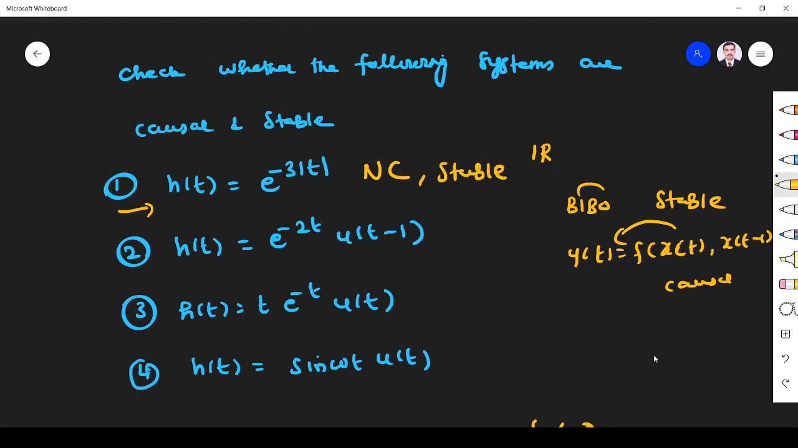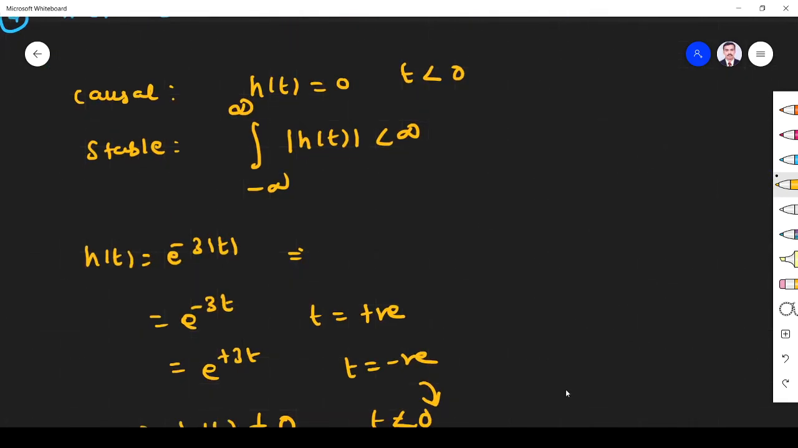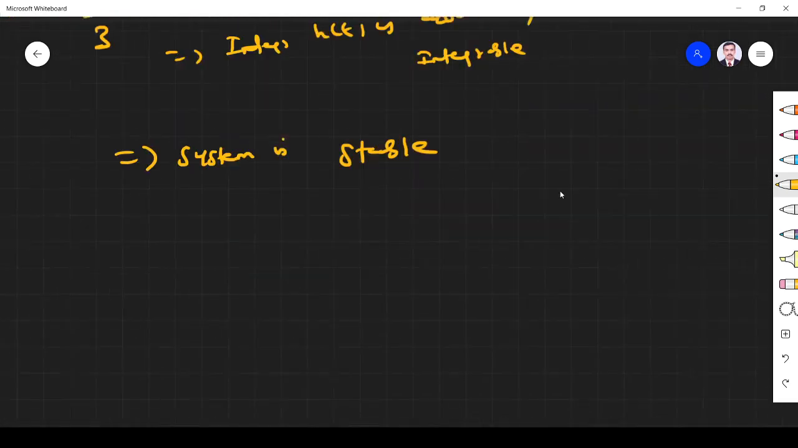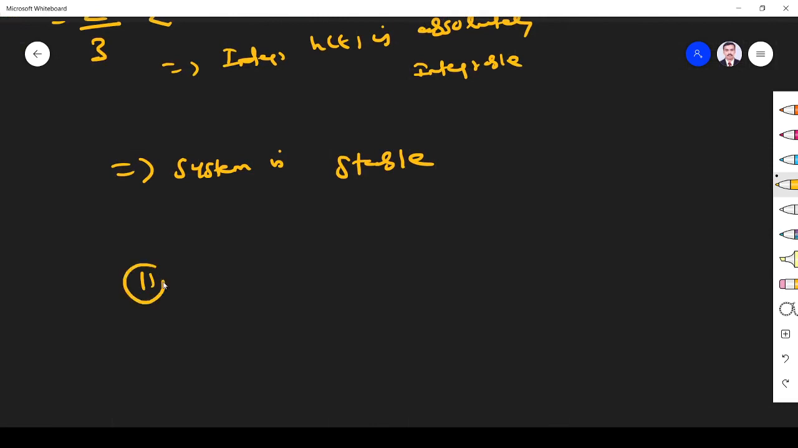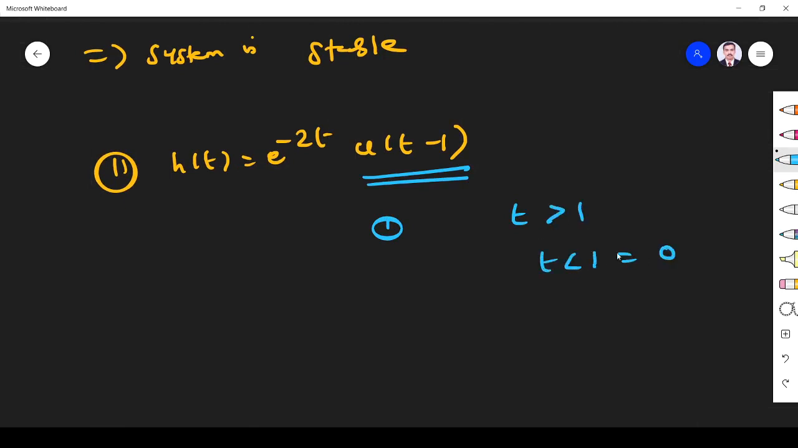Okay, next question: h of t is equal to e power minus 2t into u of t minus 1. Here you see, we know that u of t minus 1 will be 1 only when t is greater than 1. When t is less than 1, it will become 0.